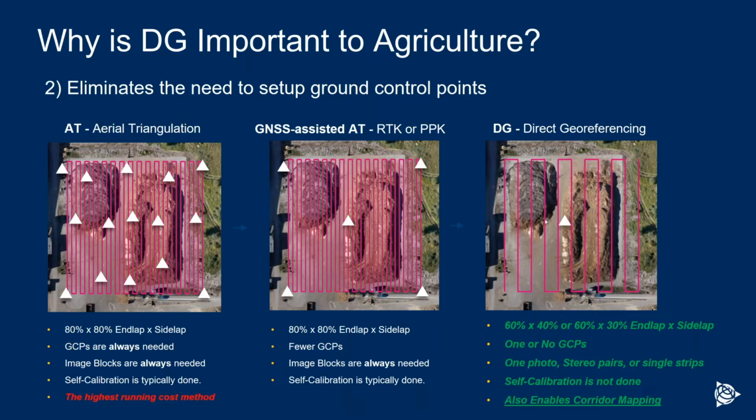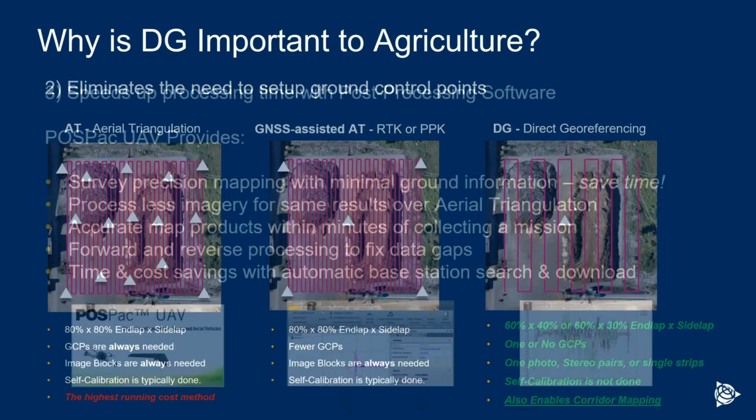The other wonderful thing is that we don't need the high degree of overlap that you see in the AT method and the GNSS method. For UAVs that have a shorter flight time, maybe 20 to 30 minutes, that allows us to fly twice the area in that period of time. So that's another value of direct georeferencing to agriculture.